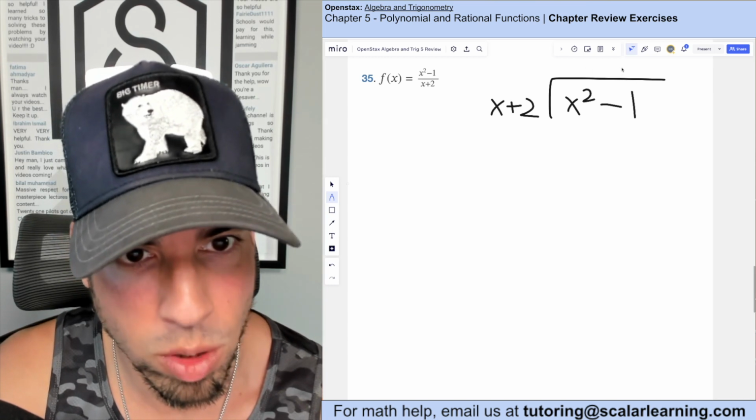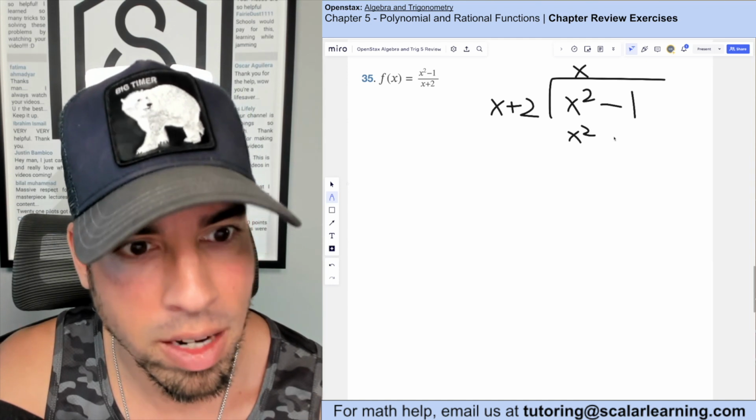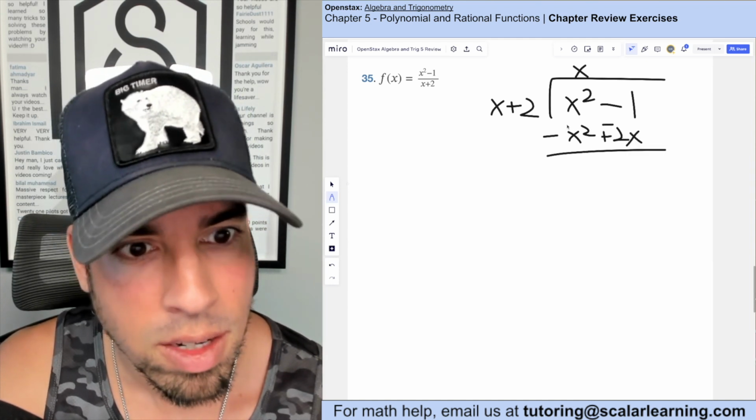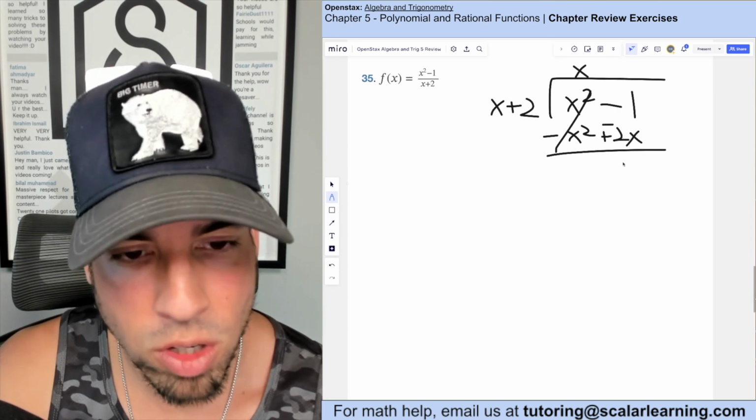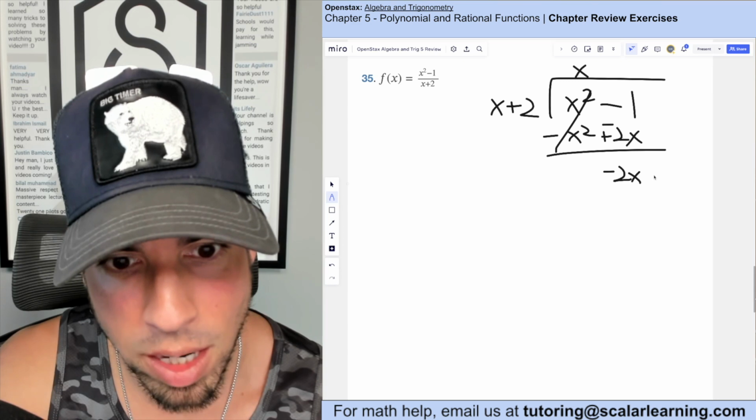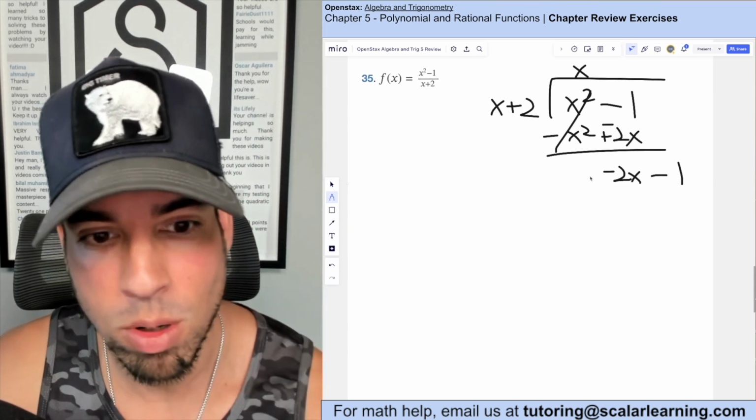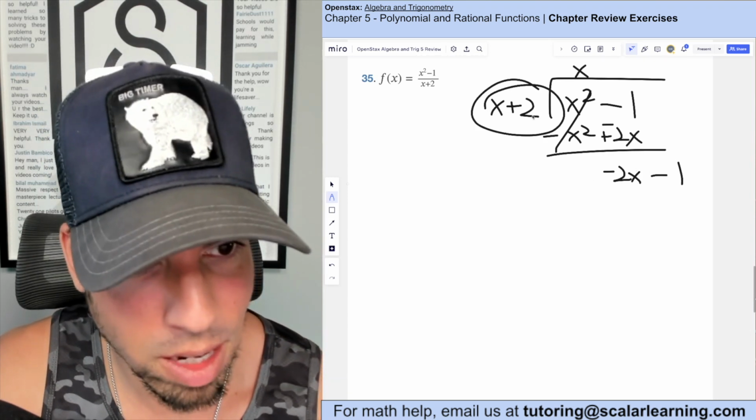X goes into x squared. X times x is x squared. X times 2 is 2x. And then we negate. These cancel out. And then negative 1 minus 2x, well, those are not like terms, so it's just going to be negative 2x, and then that minus 1 is just going to drop down. Like that's what it is. Or I could have said negative 1 minus 2x. The order doesn't matter, but I did it this way to line up with the x and the constant here.